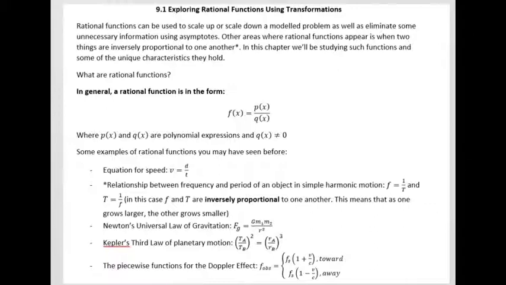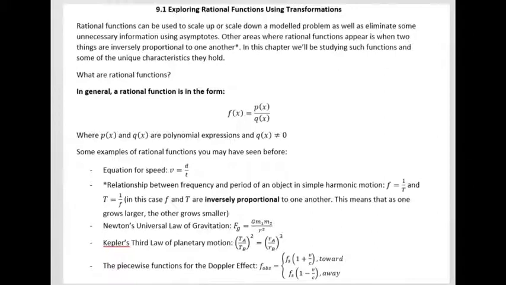Okay? Rational functions are used in a lot of different circumstances. They can be really nice for when you want to scale up or scale down a modeled problem. If you realize that your function is maybe too big or too intense for what you're trying to model, you can use a rational function to vary your values, either scaling them up or scaling them down, to make them fit your data better. Other areas where you see rational functions are when two things are inversely proportional to one another. That's something that I've briefly mentioned in physics before, but I'll talk about what that means again today.